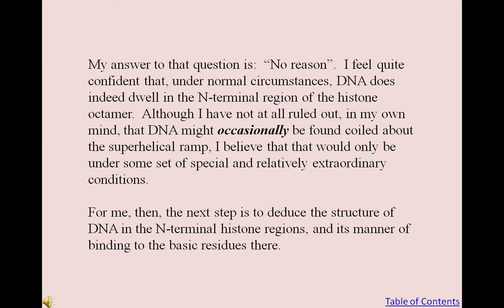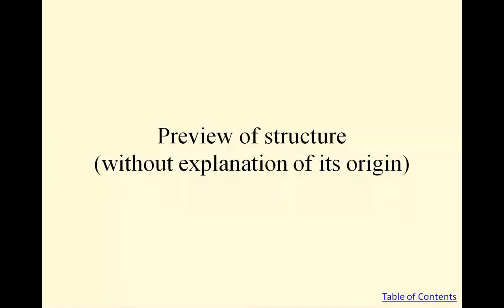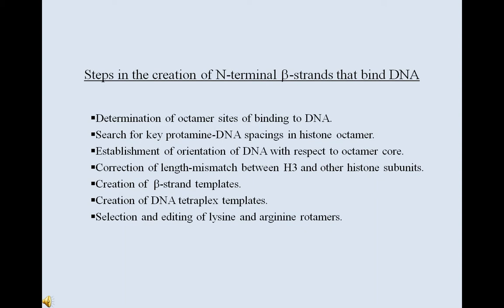For me, then, the next step is to deduce the structure of DNA in the N-terminal histone regions and its manner of binding to the basic residues there. This is a summary of the steps necessary to create the new model. The first step, determination of octamer sites of binding of DNA, is simply a matter of primary structure. We are going to assume that the existence of highly basic regions of nucleoprotein implies, in the absence of evidence to the contrary, that those regions bind DNA.